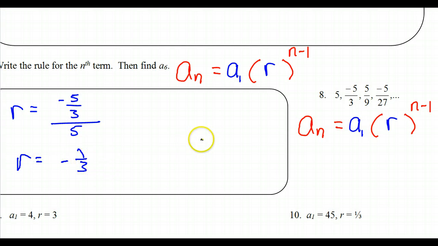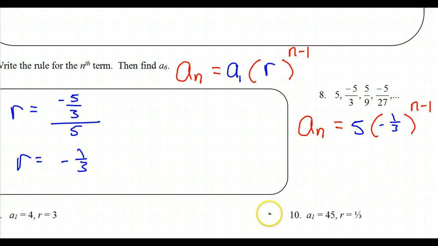That's the common ratio. Okay, so as far as writing this rule, I can just go ahead and put in negative 1/3. Of course, A1 is just the first term, so I can just erase this and put in 5. So this is the rule for the geometric sequence.